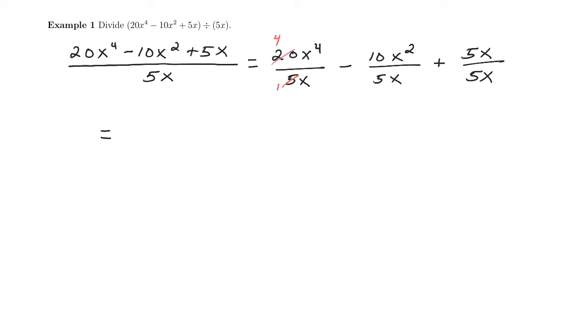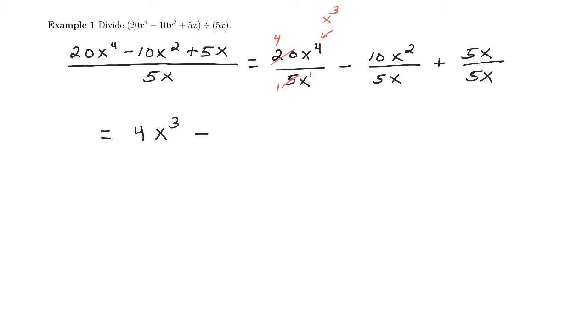And also, there's an x to the first and an x to the fourth. I know that's going to reduce to an x to the third, because you can cancel one of the x's. What's left over is 4x cubed. We'll just do this for every single remaining term, and we're done.